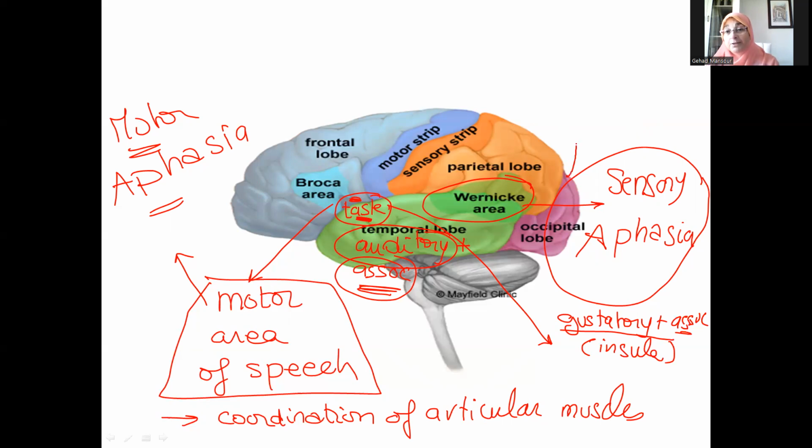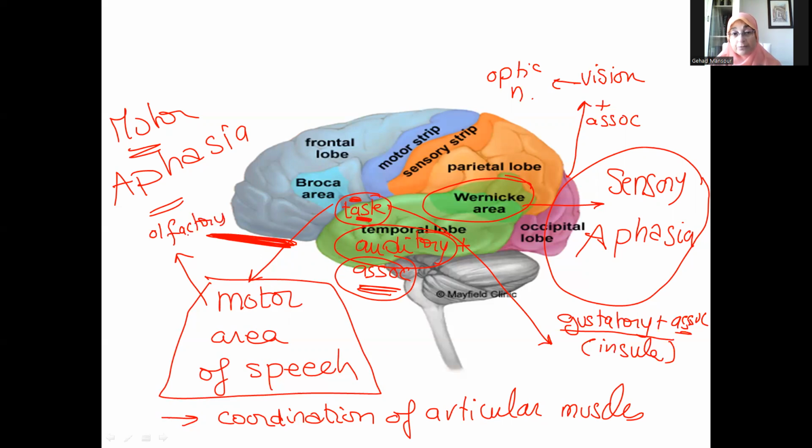functions. If I ever ask you about the main centers in the occipital lobe, you will say vision center plus association center. I might ask you, the vision center is connected to which nerve? It is connected to the optic nerve. Concerning the olfactory tract that you saw here on the undersurface of the brain, it is coming from the nose and carries smell sensation to the olfactory center.